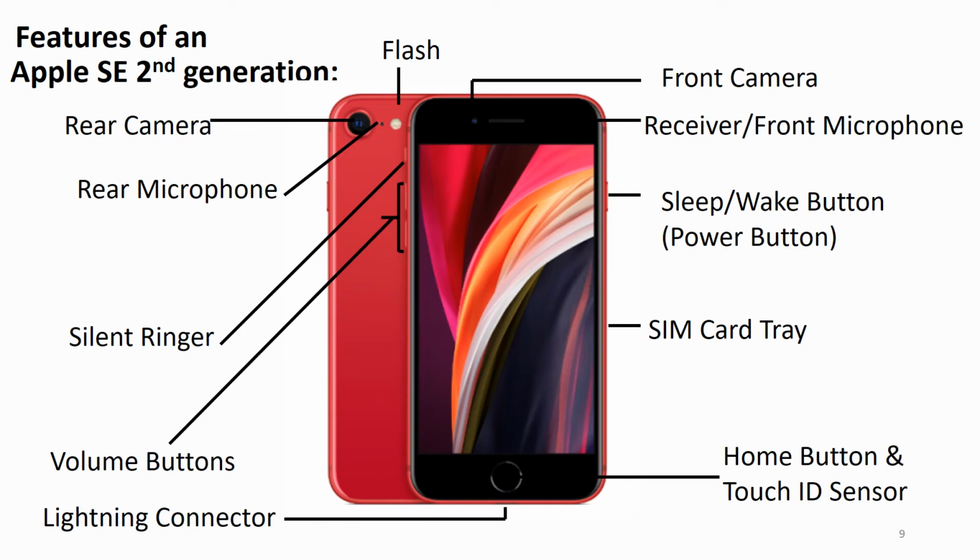Features of an Apple SE second generation: flash, rear camera, rear microphone, silent ringer, volume buttons, lightning connector, front camera, receiver or front microphone, sleep or wake button, power button, SIM card tray, home button, and Touch ID sensor.